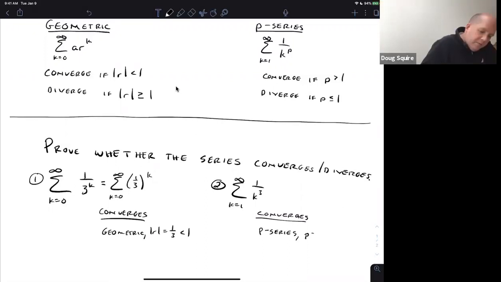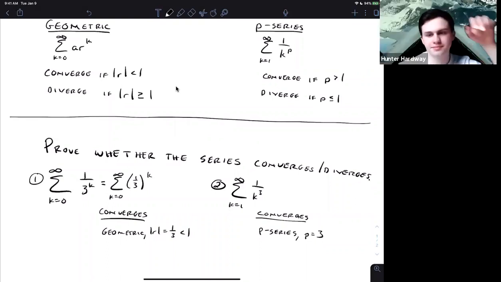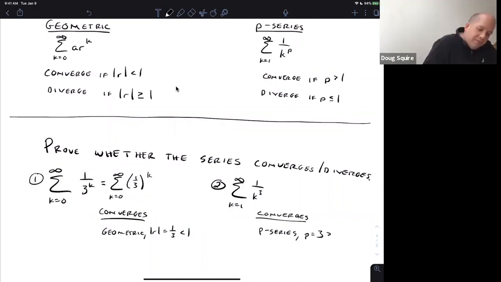We say P is equal to 3. And then what's important on a P series? On a geometric series, it's important whether the absolute value of R is bigger or smaller than 1. What's important on a P series? Whether P is bigger than 0, whether P is a fraction, what do we want to know? P is bigger than 1. So P equals 3, which is bigger than 1. That's the condition that makes it converge.